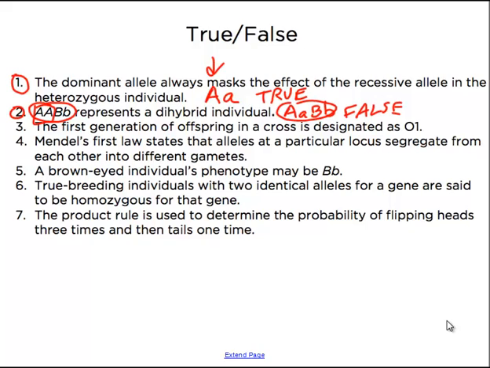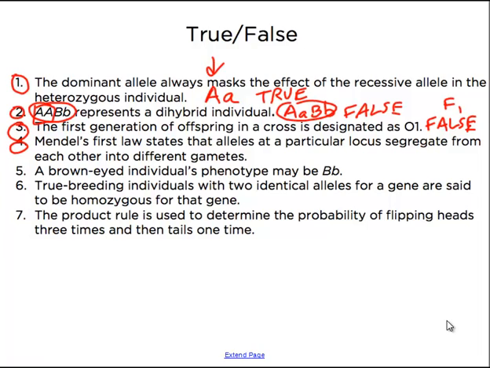Number 3, the first generation of offspring in a cross is called O1. Well, if you knew nothing, that might seem reasonable, but it's false because why? What do you call the first generation of the offspring? That's known as the F1, right? The first filial generation. So far, easy. Easy peasy. Get it? Because of the peas that Mendel used?